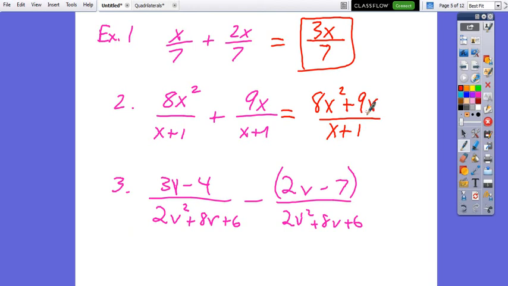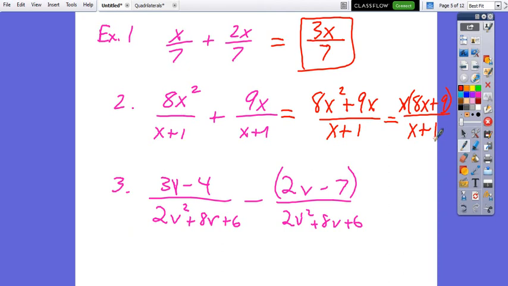But you always want to ask yourself, can the expression be factored? You always factor if possible. Can this expression be factored? In the denominator, no. In the numerator? Yes. Why? Because it has a GCF. x is the GCF. So when I factor this, it comes out to be x times 8x plus 9, all over x plus 1.